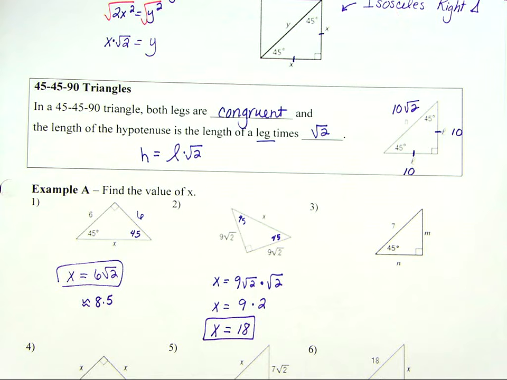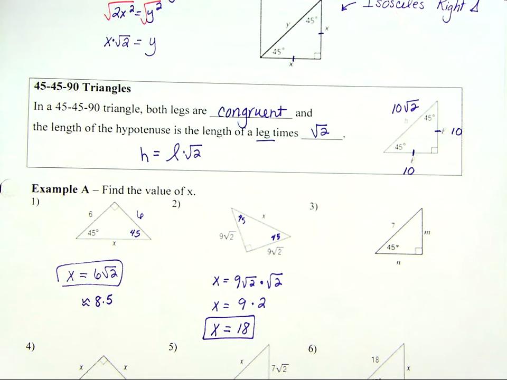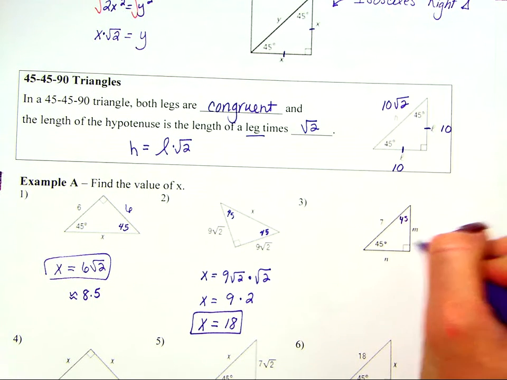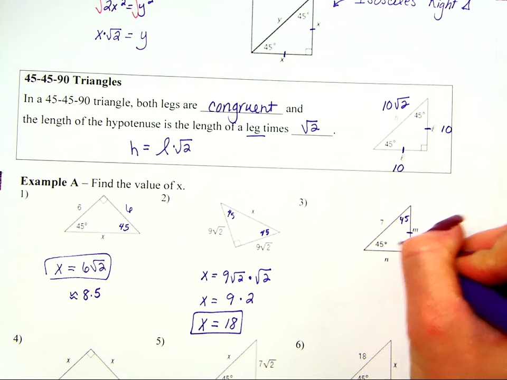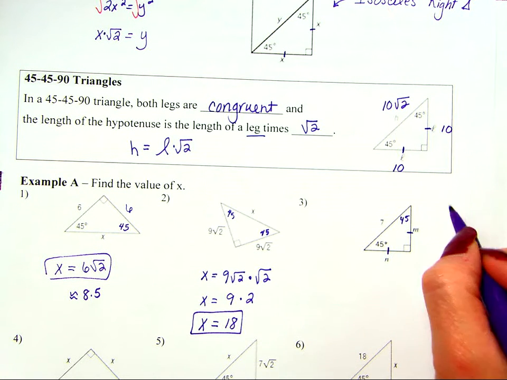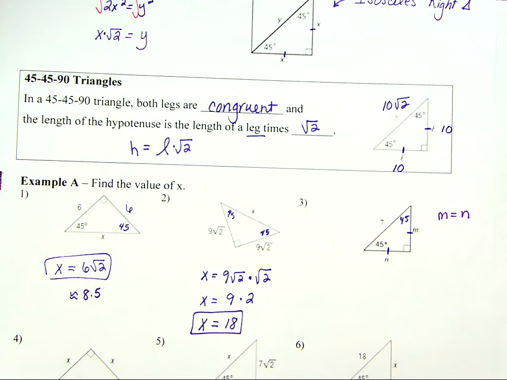So root 2 is kind of our magic number for these 45, 45, 90 triangles. Really, you just need to ask yourself, is the missing value longer or shorter? That would tell you if you multiply by root 2 or if you divide by root 2. As I look at number 3, I notice, well, 45, 45, 90, that my value for m and my value for n are going to be the same, right? M is equal to n.